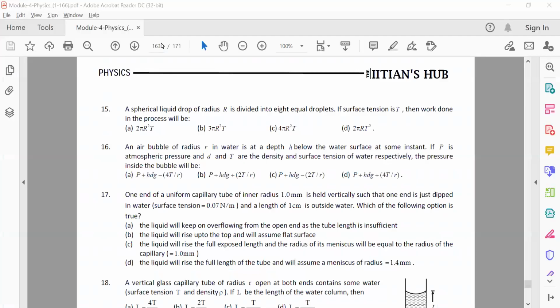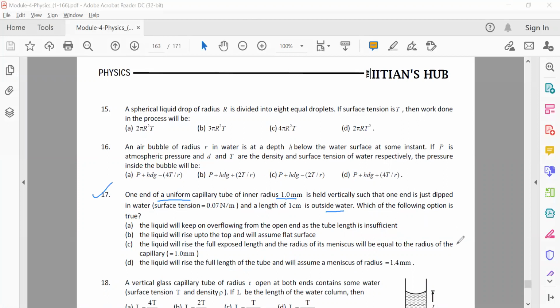Okay, so question number 17, let's start with this. I'll go back to question 6. Exercise 1 in your module, question number 17. So a uniform capillary of inner radius is held vertically such that one end is dipped in water and the length 1 centimeter is outside. Okay.